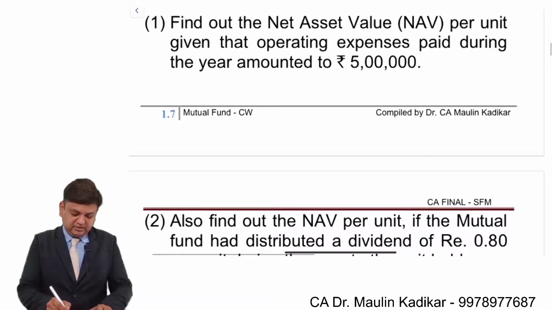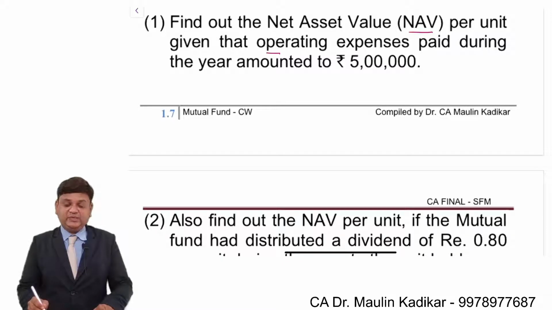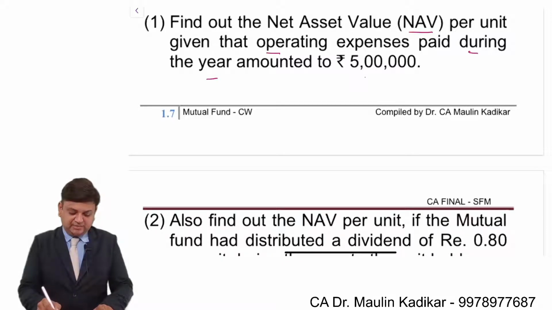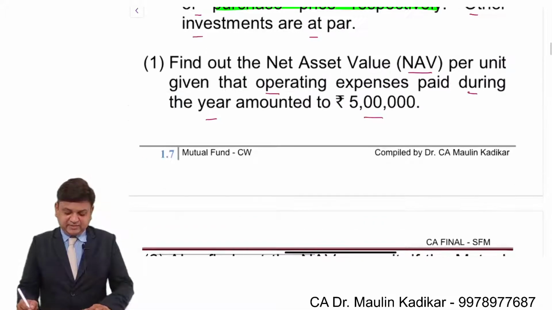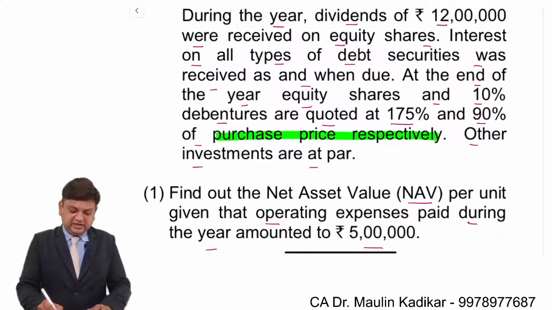Question number 1. Find out NAV per unit given that the operating expenses paid during the year amounted to rupees 5 lakhs. Then the second part of the question is there. We'll read the second part later on. I request all of you to make the calculation of the NAV per unit.